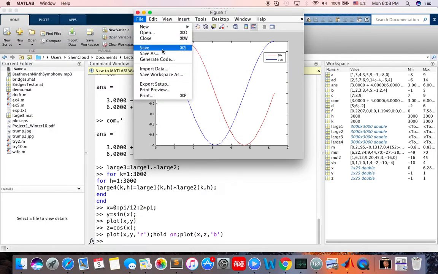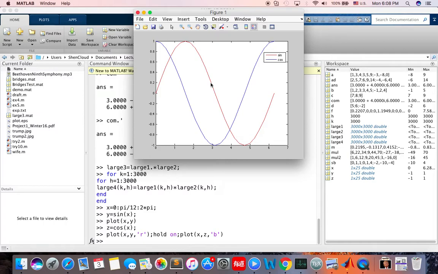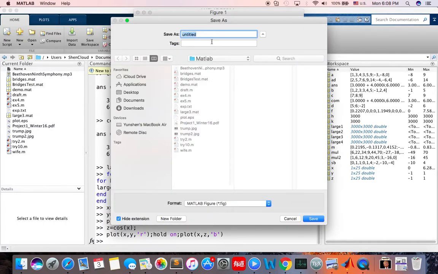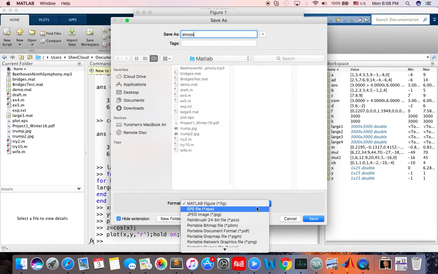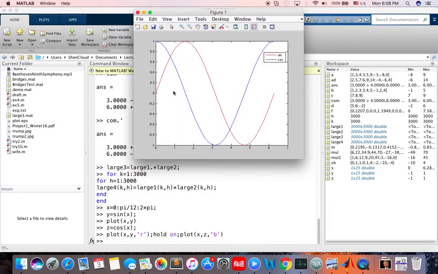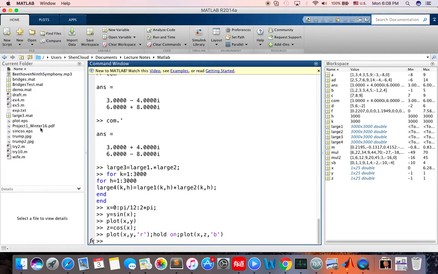Now we can save the plot here. So save it as, for example, sine cosine, and you can choose the file type. For example, we want to save an EPS file. So the file is saved as sine cosine.eps here.